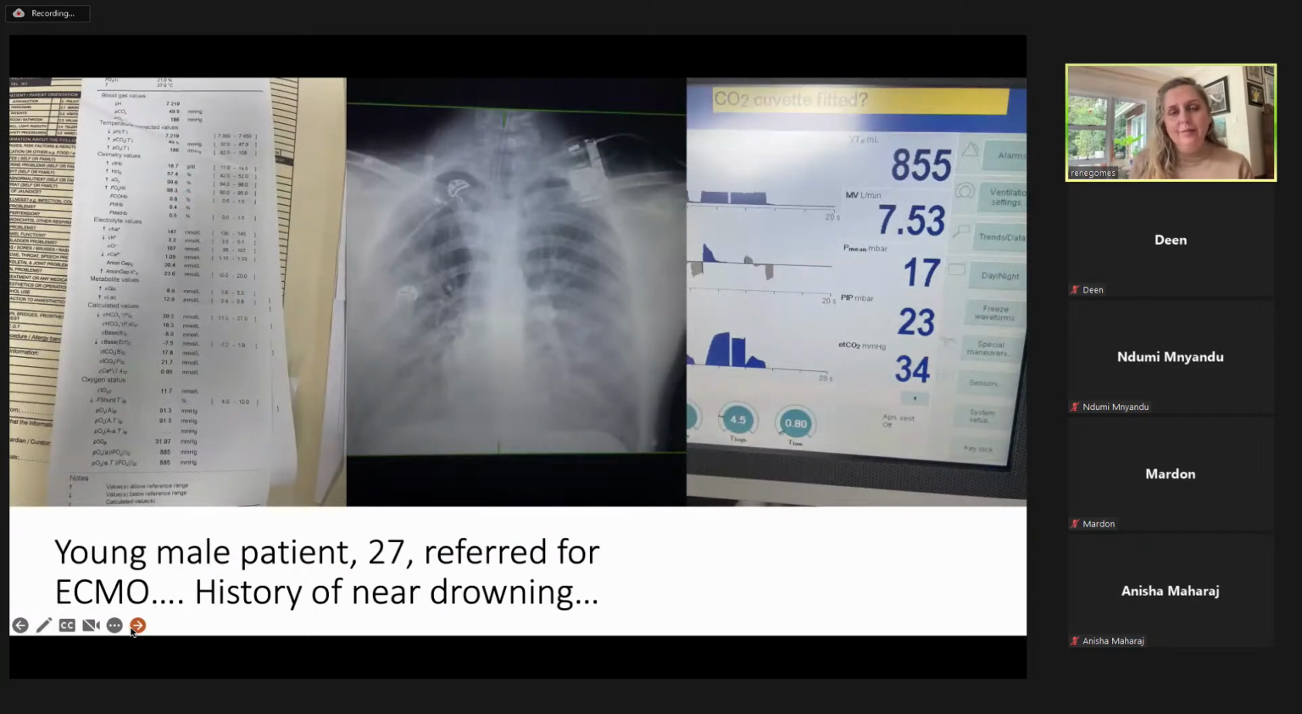We got this patient referred to our practice for query ECMO. It was a young male patient, 27 years old, and the history was near drowning. Let me also tell you that this guy has a history of being in the military, and he was part of a rescue team. He was a very fit person. He was a trained physical therapist as well, I believe.